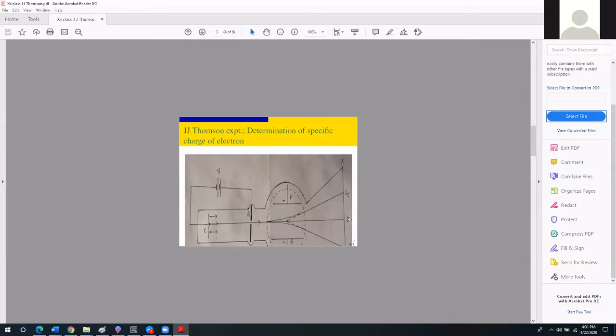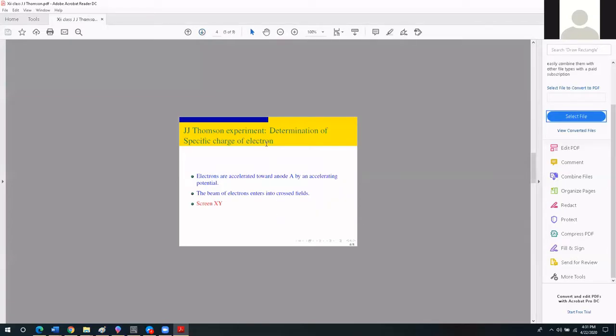Now, let's go to the theory or working. This topic has two methods. One is a little bit lengthy, but another is short and sweet, and I chose short and sweet. In this simple method, electrons are accelerated toward the anode A by an accelerating potential.